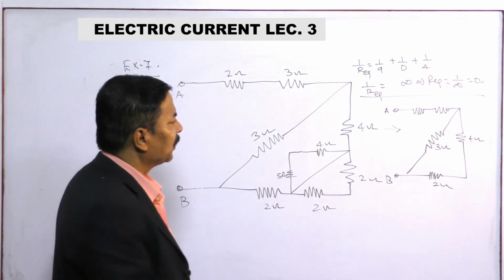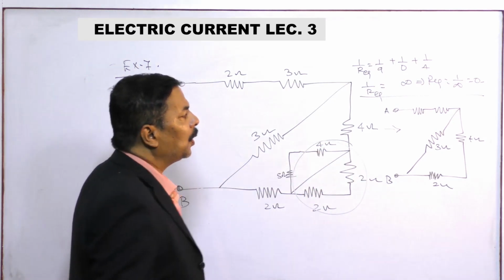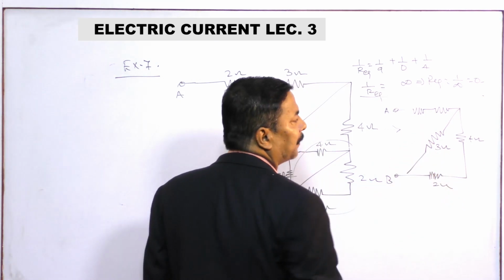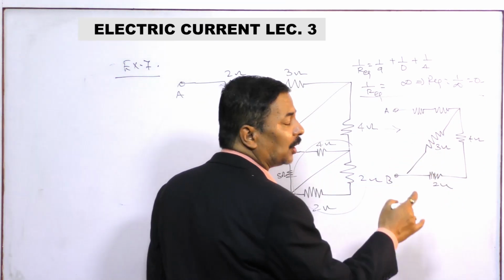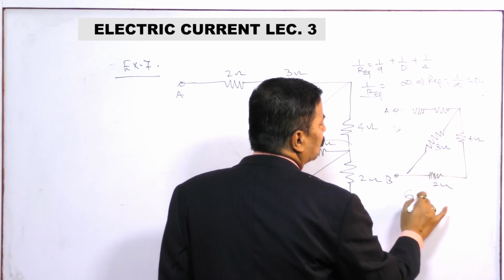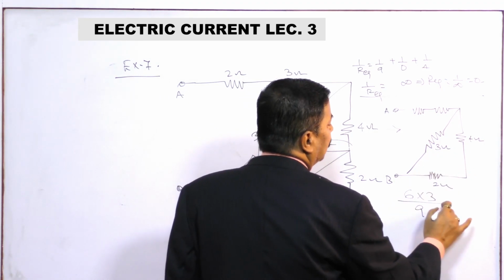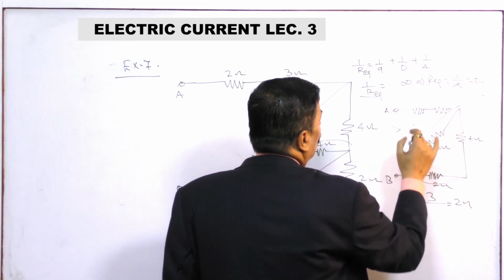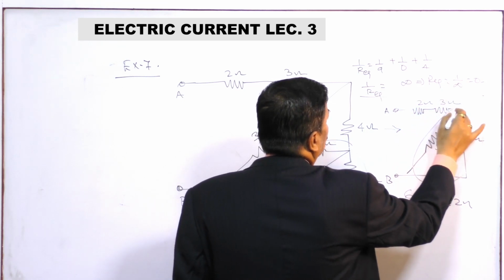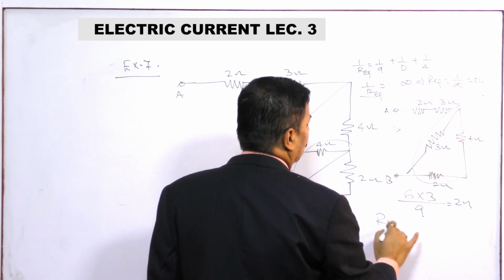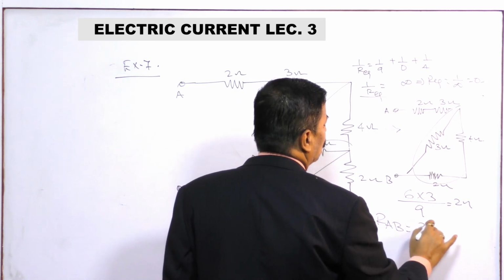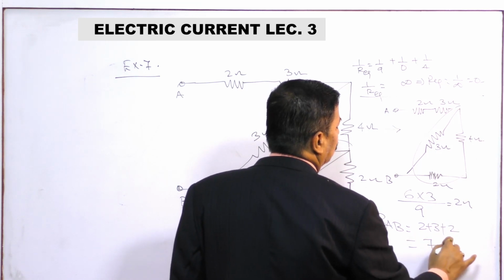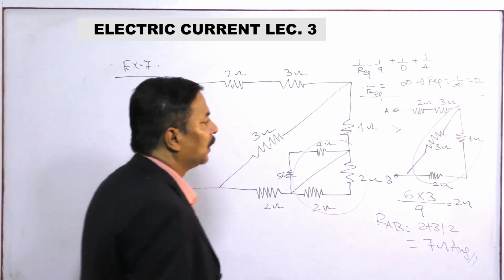So this has to be removed, and then your combination becomes 4 and 2, 6, and 6 and 3 are in parallel. So how much? 6 into 3 by 9, that is 2 ohm. So this combination can be replaced by 2 ohm, and this is 2 ohm, and this is 3 ohm. So R equivalent AB will be how much? 2 plus 3 plus 2, that is 7 ohm. This can be your answer.